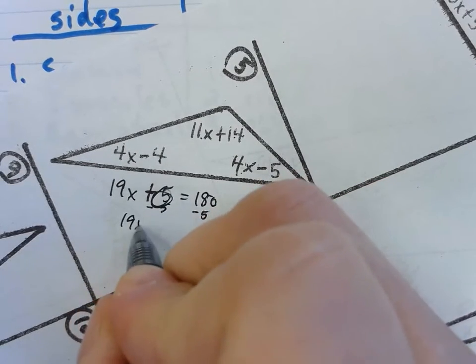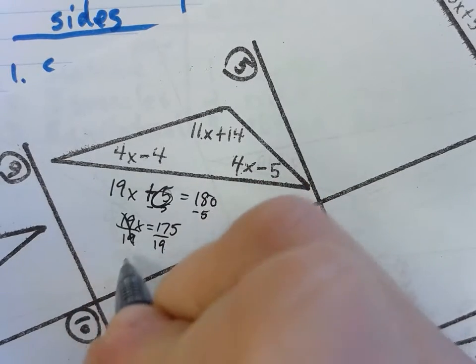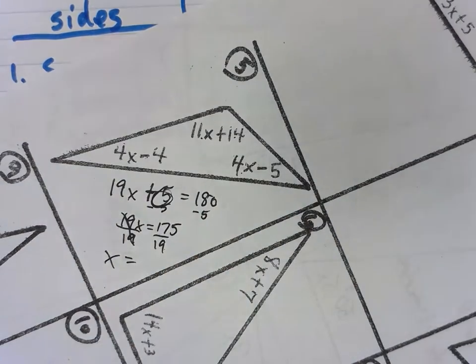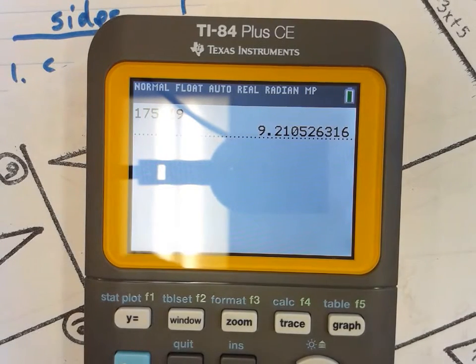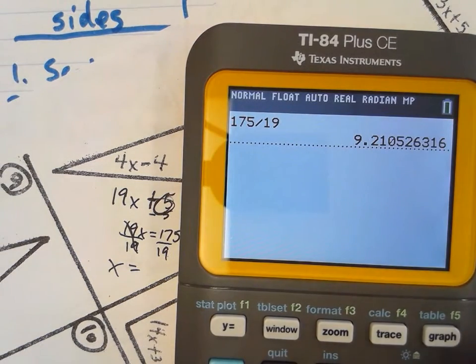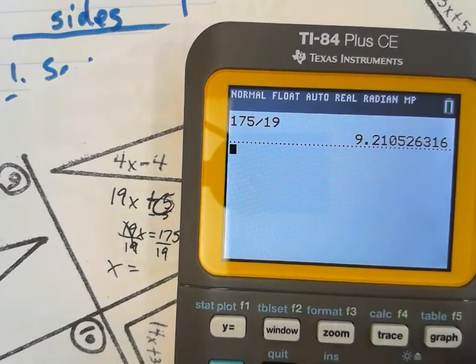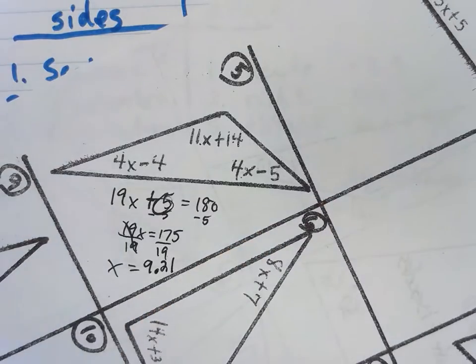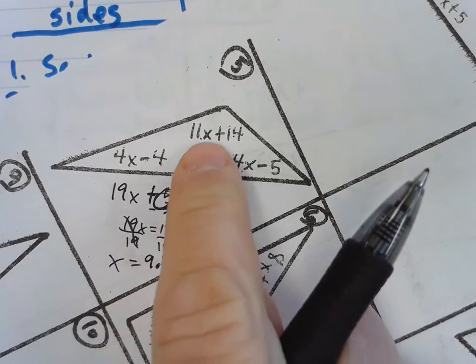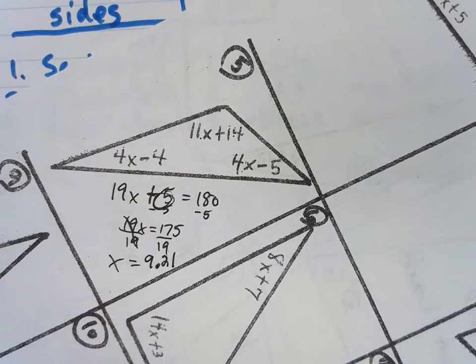That gives me 19x equals 175. I'm going to divide it by 19. And let's see, let's find out what 175 divided by 19 is. That is 9 and 21 hundredths. There's a 0 right there, so I don't need to round it up. Okay, so now I'm going to take that and put it in there, and find my 3 angles. Are you ready?